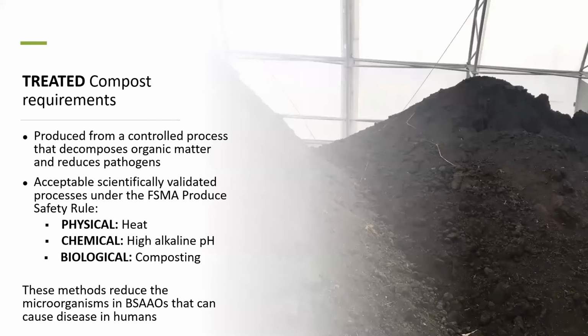So there are 3 validated processes under the produce safety rule. Those include physical, so heat treated, chemical, high alkaline pH, and then biological, so composting. Next slide.